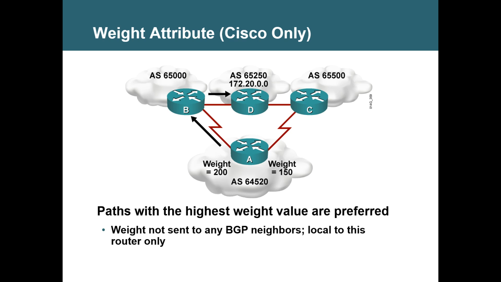Local preference is local to the autonomous system. Weight is local to the router. Both are higher is preferred. Highest weight value is preferred. Local preference is also highest local preference. Any question on weight?